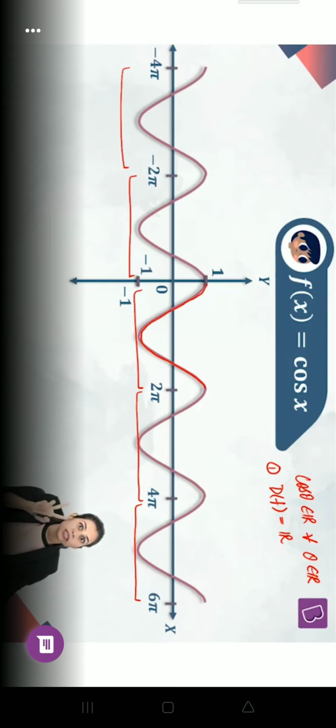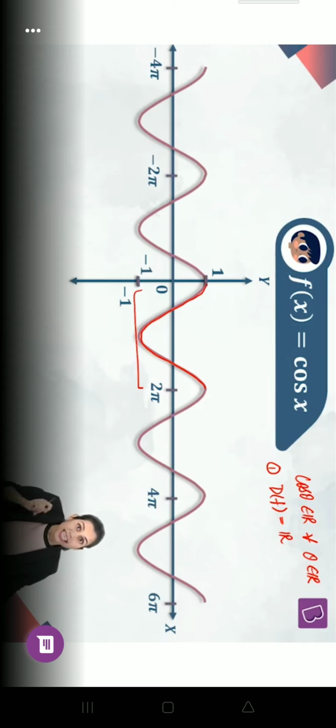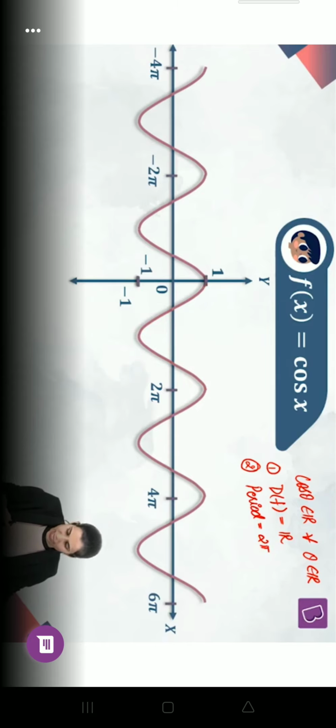Got it? Another thing to observe is where all this graph is intersecting the x-axis. Just take a look at it. Pi by 2, 3 pi by 2, 5 pi by 2, 7 pi by 2, 9 pi by 2, 11 pi by 2, and so on, minus pi by 2, minus 3 pi by 2, minus 5 pi by 2, minus 7 pi by 2, and so on. That means the graph of the cosine function is intersecting the x-axis at all the odd integral multiples of pi by 2.